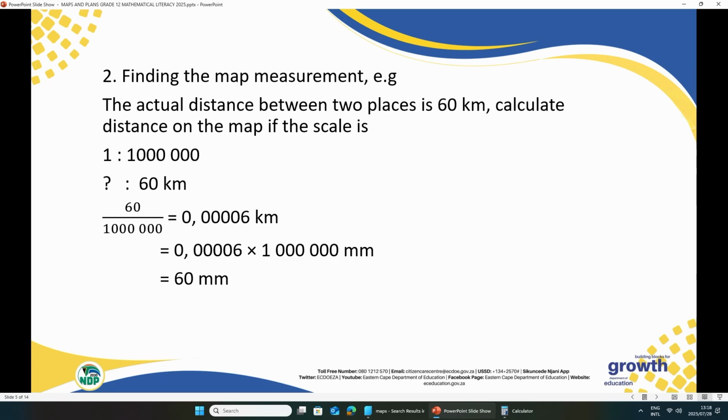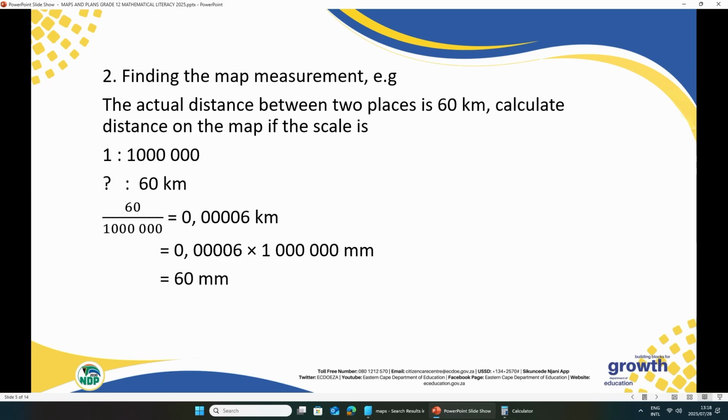Remember, the 60 kilometers is actual kilometers. So we put it on the side of the 1 million, which also represents the actual distance. So how do you convert? We divide 60 by 1 million. Then we're getting 0.006 kilometers. But we can't measure that on the map. It must be either in millimeters or in centimeters.